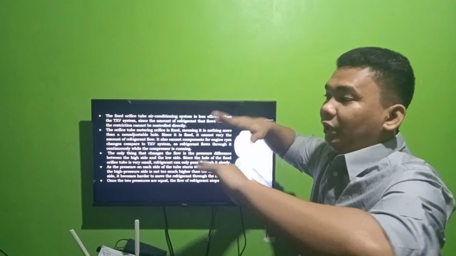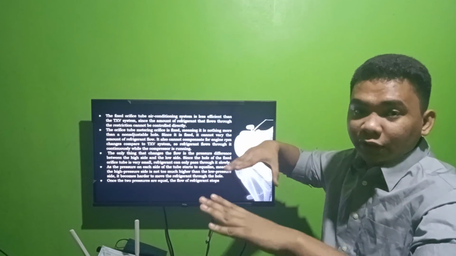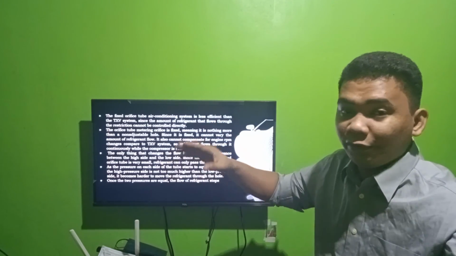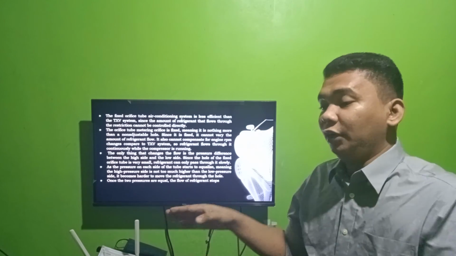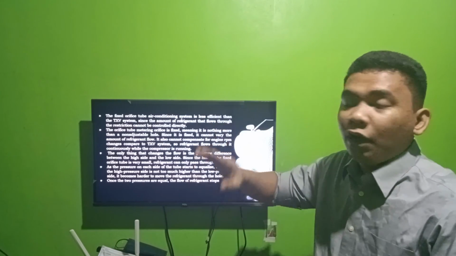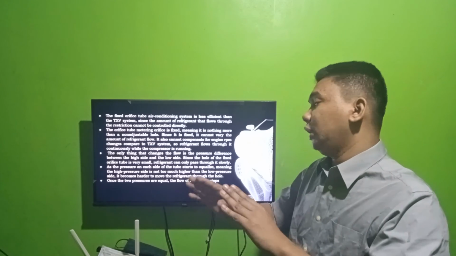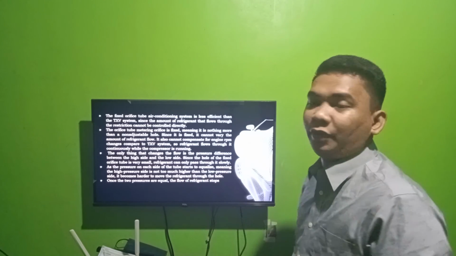When the other one is higher, the flow continues. When the other one is lower, the flow continues. But when the two pressures are equal, the flow of refrigerant stops.